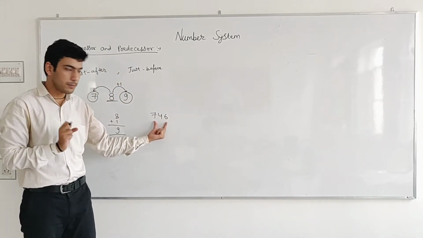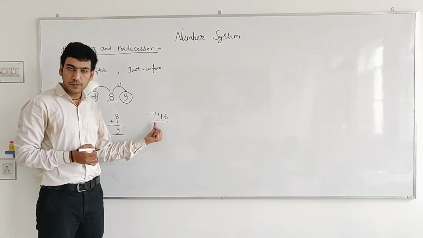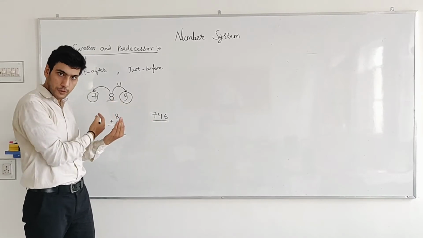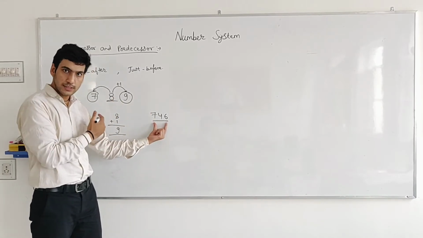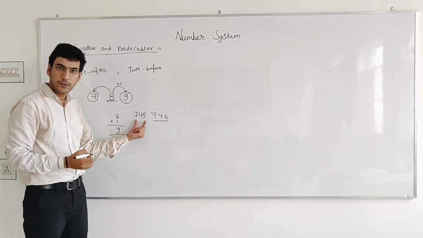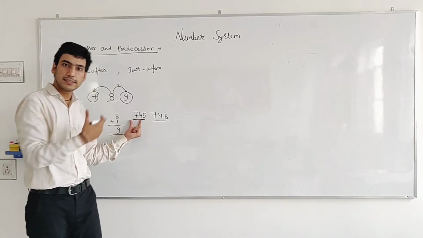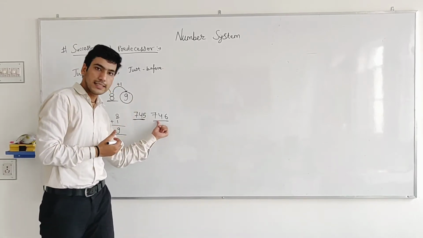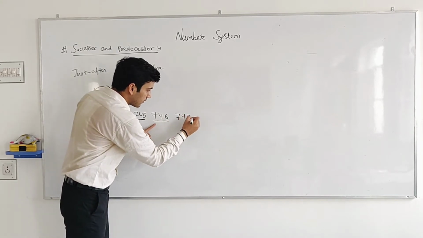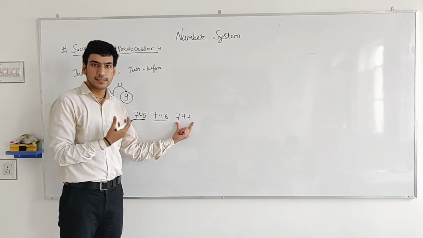746. This is my given number. If you want to find the predecessor term of this number, then predecessor means just before term. What comes before this? 745. So this is my predecessor term. And what is the successor term? Just after term. And what comes just after this? 747. This is my successor term.